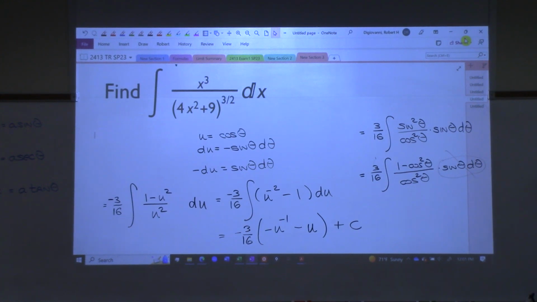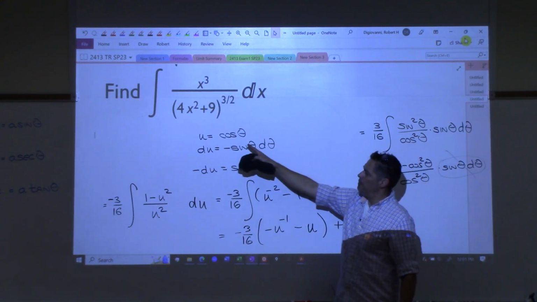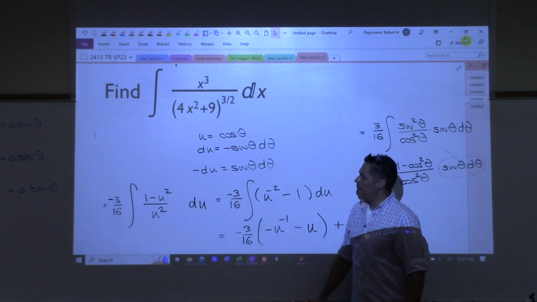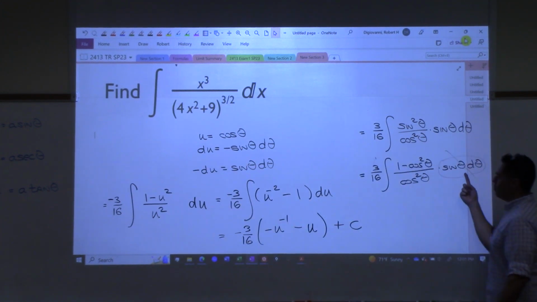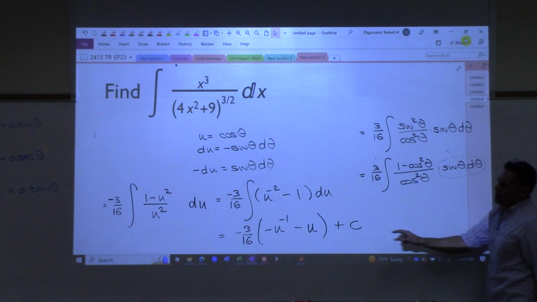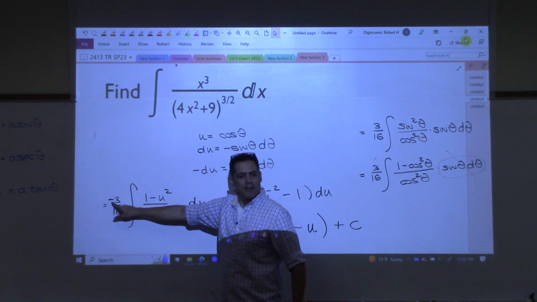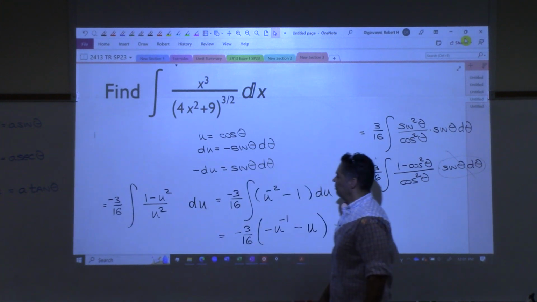So we went from 1 minus cosine squared theta to (1 minus u squared) over u squared. u equals cosine theta, du equals negative sine d theta. Multiply both sides by negative 1 to make that a positive sine theta to match with what we have here. Then rewrite the whole thing. I put the negative du on the outside. I could have left it in there, but I knew it was going to come out, so I just brought it out. Makes sense?